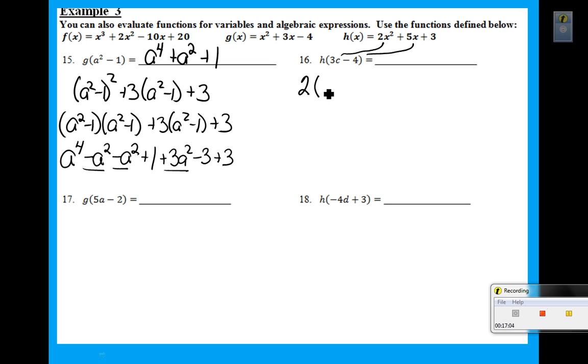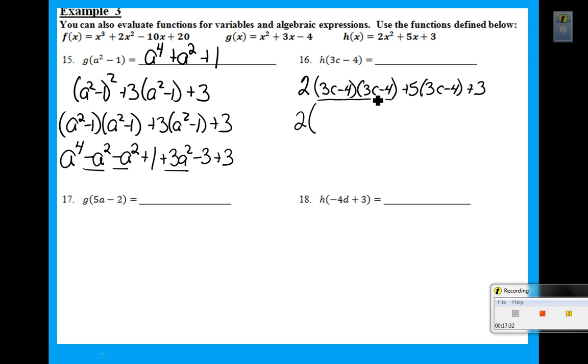So I'm going to do this to it. I'm going to write down 3c minus 4 twice, and then plus 5 times 3c minus 4 plus 3. And then I'm going to FOIL this part out. And what I would suggest, guys, leave that 2 out here. We'll distribute it at the end.